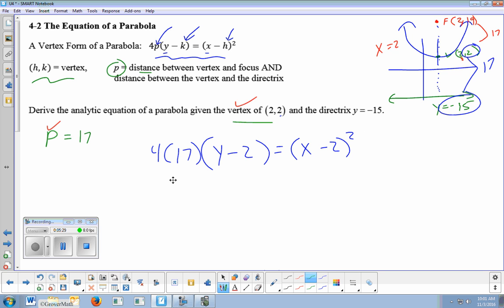Let's see, 4 times 17 is 68 times y minus 2 equals x minus 2 squared. We could distribute over here to get 68y minus, I think that's 136, equals x squared minus 4x plus 4. That's your binomial squared. You could think of it as x minus 2 times x minus 2, do FOIL, or you could do the mental shortcut of square the front, times each other double, square the back.